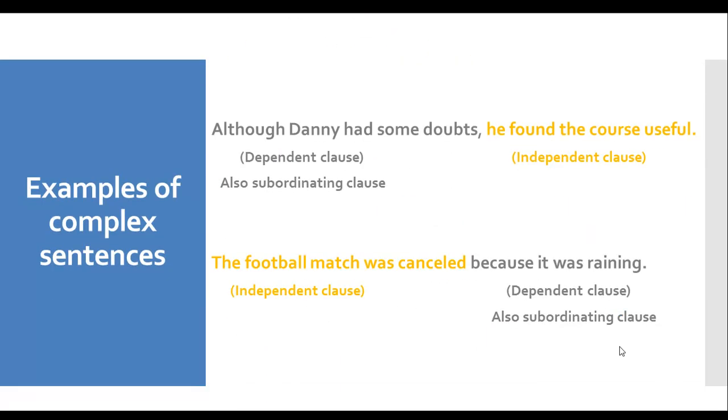Examples of complex sentences. Although Danny had some doubts, he found the course useful. The first part of the sentence is a dependent clause or subordinating clause, while the second part is an independent clause, which means it can stand on its own and it has a complete thought. Look at the second one. The football match was cancelled because it was raining. The first part of the sentence is an independent clause, while the second part is a dependent or subordinating clause.